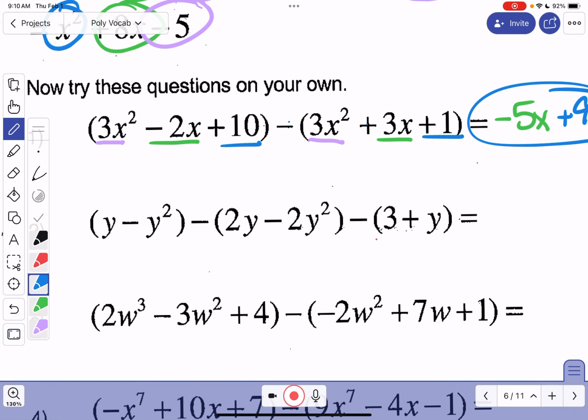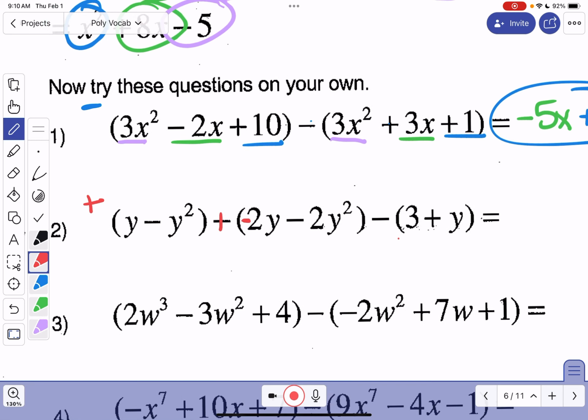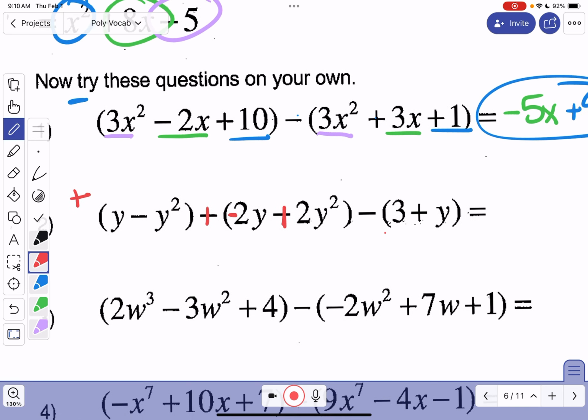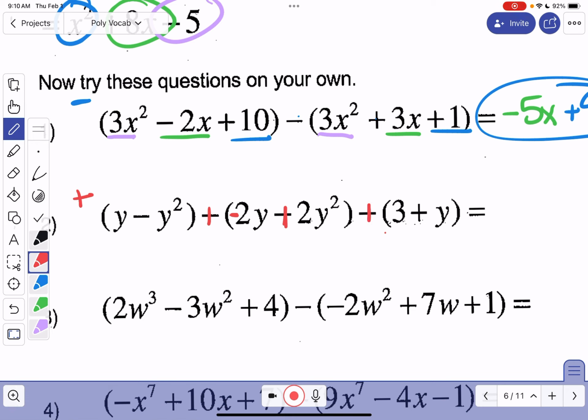So you can do it as a subtraction problem, or we can do it as an addition problem. We turn this into an addition, change the signs of both things following it. Turn this into an addition, change the signs of both things following it. Don't change anything in the first one. Now we do our like terms. So y plus negative 2y is negative y, and then plus another negative y is negative 2y.